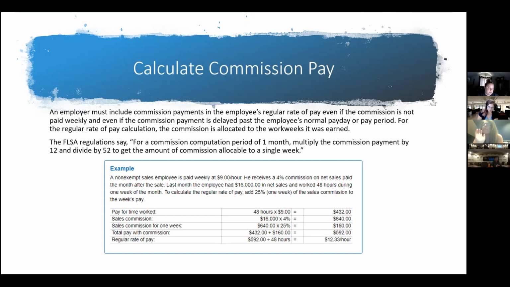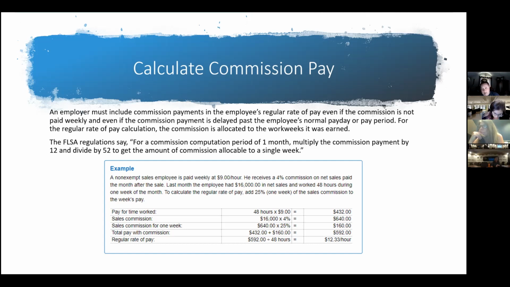A non-exempt sales employee is paid weekly at $9 per hour. He receives 4% commission on net sales paid the month after the sale. Last month, the employee had $16,000 in net sales and worked 48 hours during 1 week of the month. To calculate the regular rate of pay, we're going to take 25% of the commission that he would have earned. The reason we're going to do 25% is because we are taking the commission he earned for the whole month and dividing it by 4 because there are 4 weeks in a month. So we're going to take 25% of the commission and allocate it to each week.